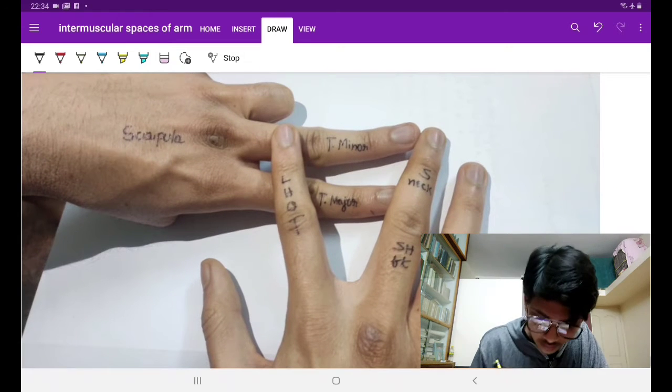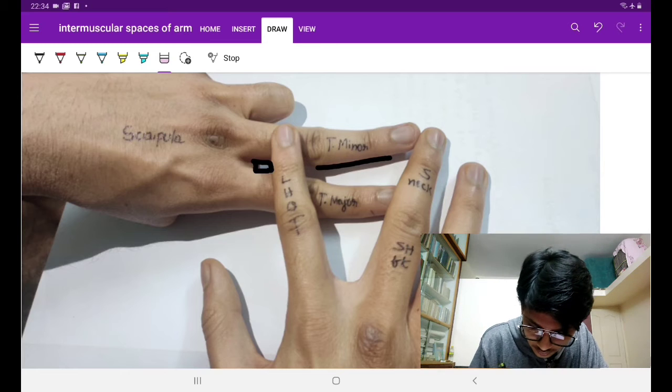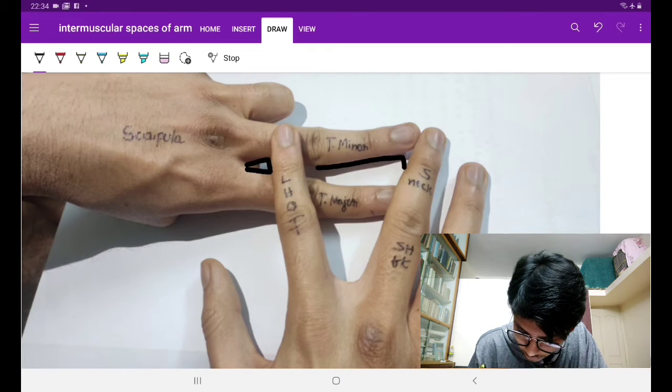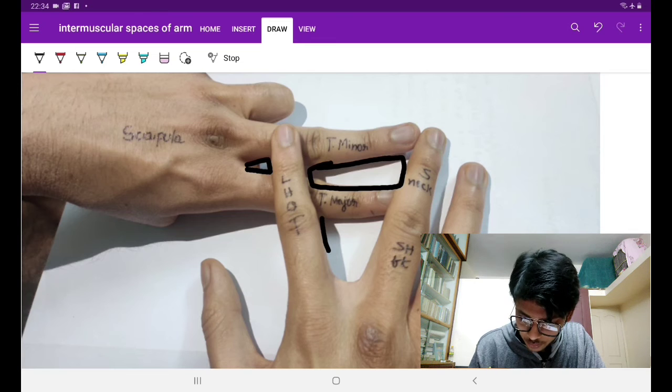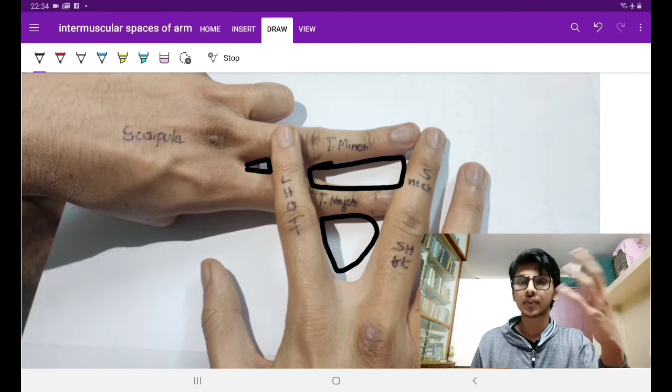See, this was the upper triangle space. This was the upper triangle space. This is the quadrangular space, and this is the lower triangular space. Got the arrangement now? See, guys, what are the boundaries of the quadrangular space?